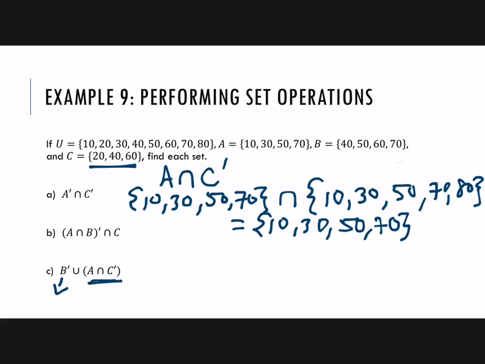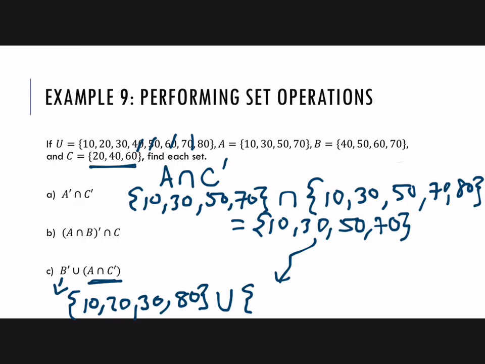All right, so from U I'm going to cross off everything in B: 40, 50, 60, and 70, and see what's left. Okay, so I have 10, 20, 30, and 80, and then I need to take the union of that set with this one, 10, 30, 50, 70. All right, and I'm going to write the answer up top here. Okay, so just throw all of those elements in together.